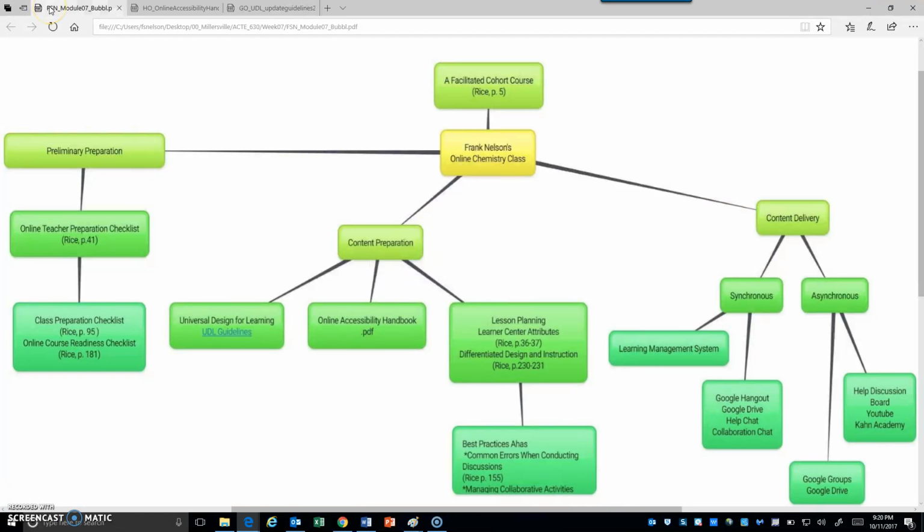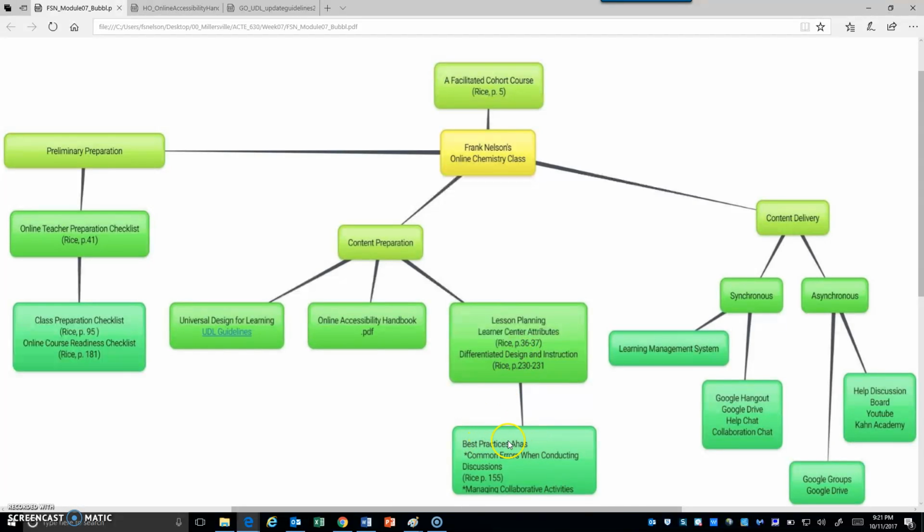So let's get back here to our flowchart. In lesson planning, I found that the learner-centered attributes lesson plan example on pages 36 and 37 is very helpful. And the differentiated design and instruction lesson plan was, to be candid, different than any other differentiated instruction plan I'd ever seen before. And I thought that was really useful.